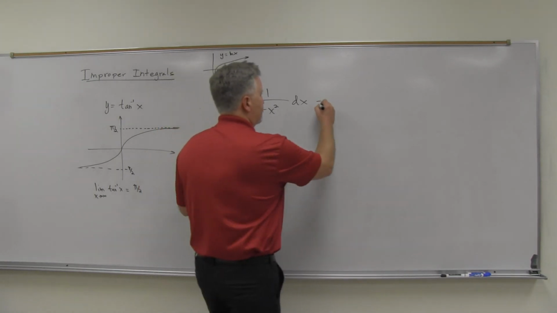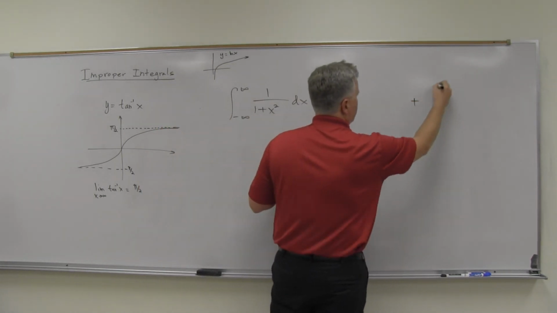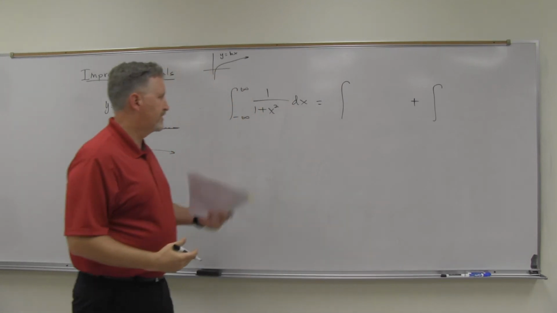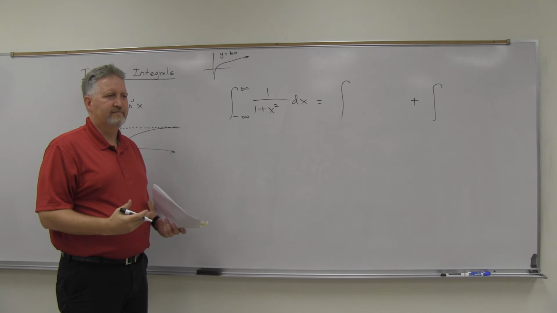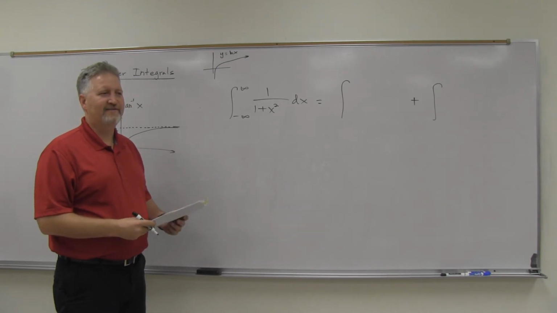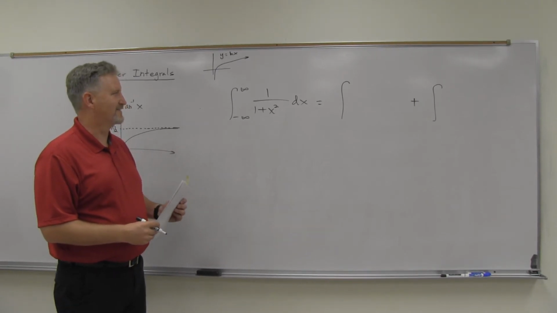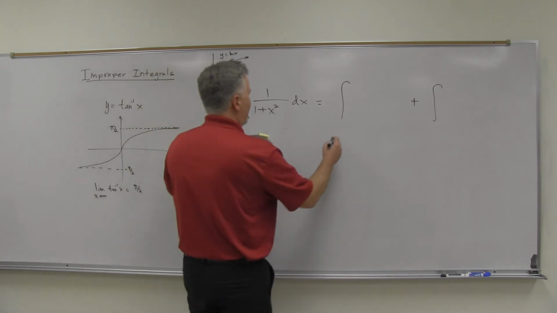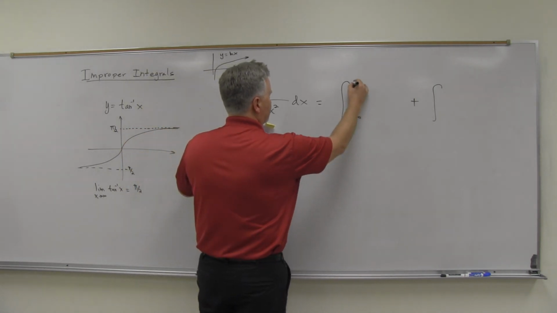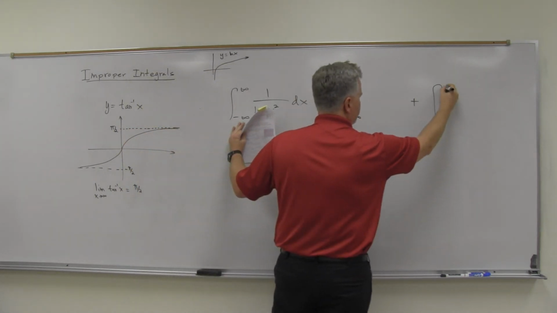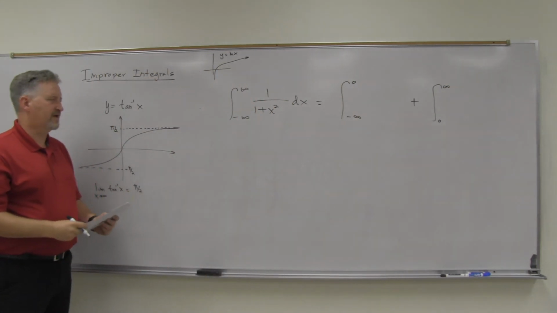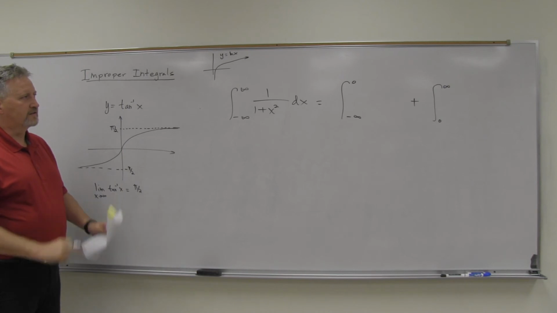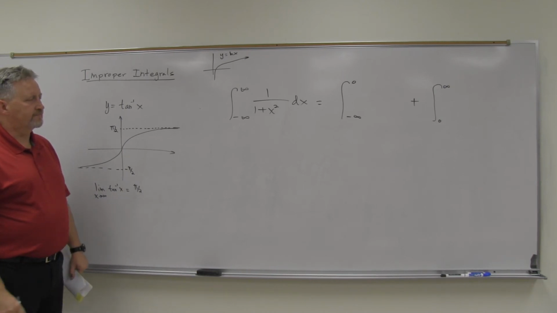Here we're going to split this up into two intervals. And make it easy on yourself: we can split it up at any number we want. Let's just go with 0. What do you think? All right, so we'll go negative infinity to 0, and then 0 to infinity. So we're covering the whole space there, the whole limit there.